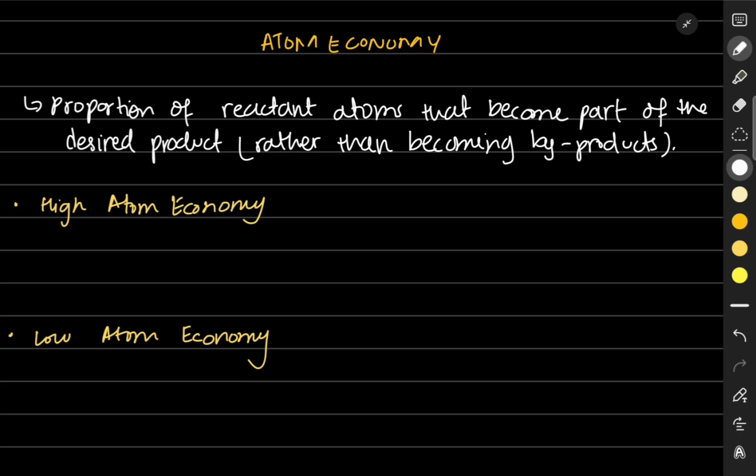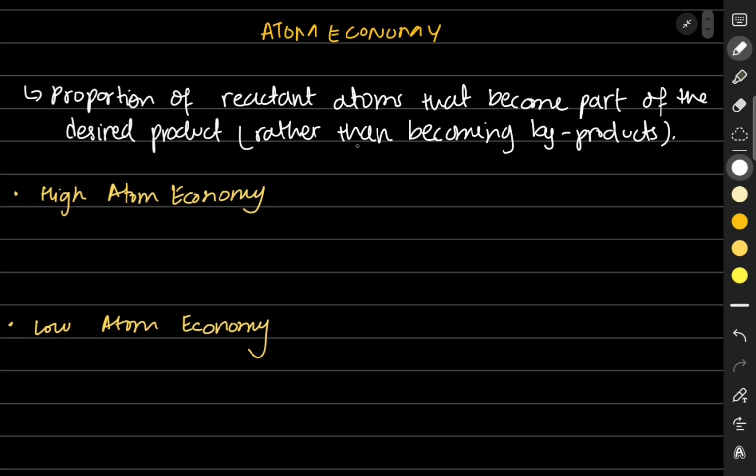If all of your reactants, the eggs, sugar, butter, all of your reactants turn into a cake that you can eat, then that's 100% atom economy there.